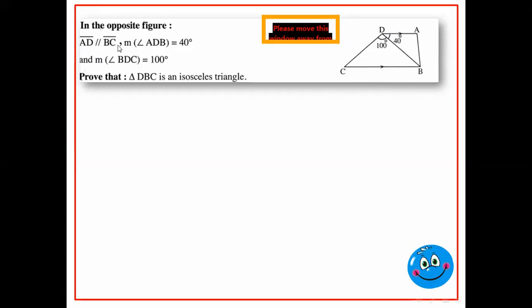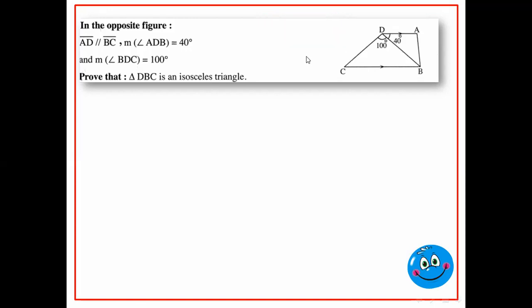Then the measure of angle ADB equals 40 degrees, and the measure of angle BDC is 100. Prove that triangle DBC is isosceles. To prove any triangle is isosceles, you have two ways. The first one, prove two sides are equal or congruent, equal in length, or two base angles are congruent, equal in measure.